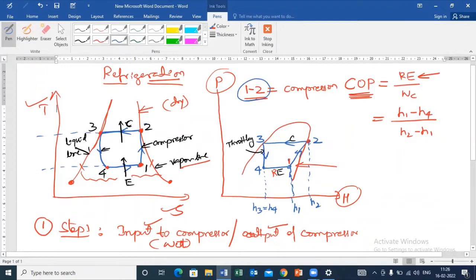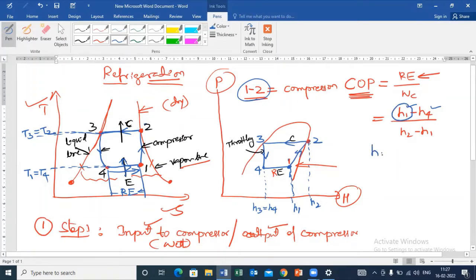So the enthalpy at point number 1 is H1, and at point number 4 it is H4. So 4 to 1 is the refrigerating effect, meaning the amount of heat absorbed by the refrigerator from the cabin. That is called the evaporator process, evaporating. So T1 is equal to T4, both are the same in the TS diagram. Here T3 is equal to T2.